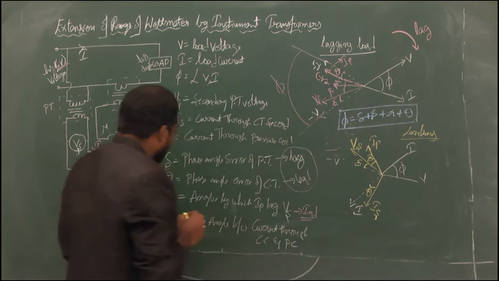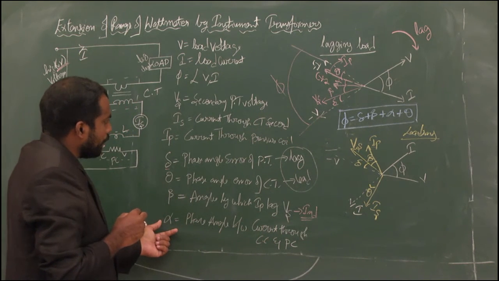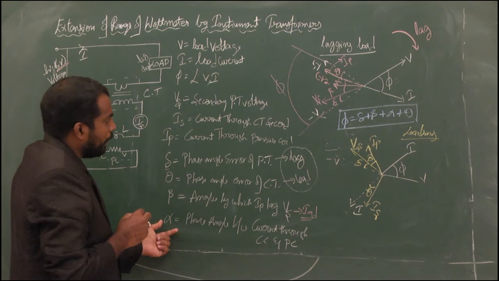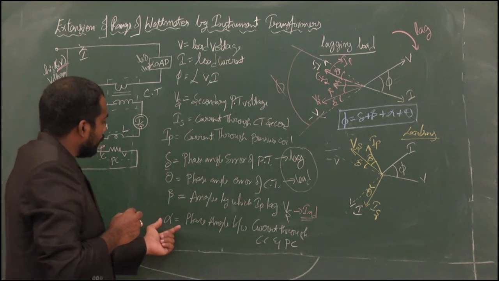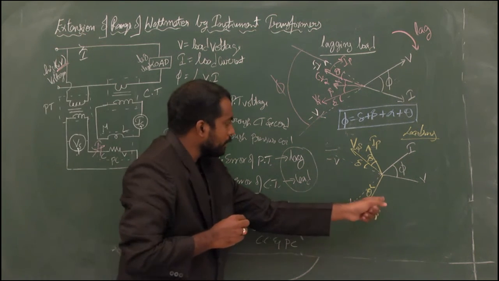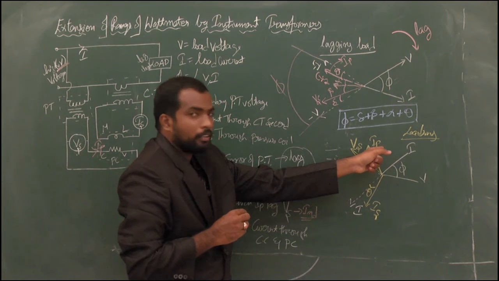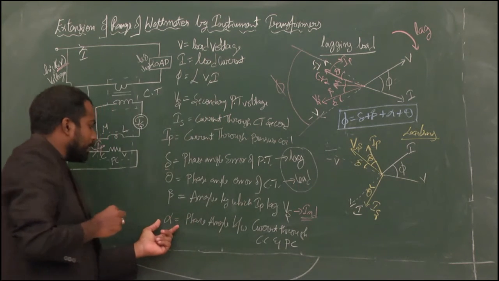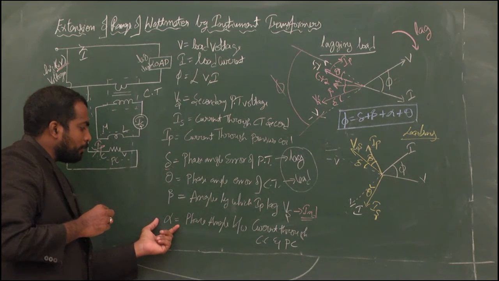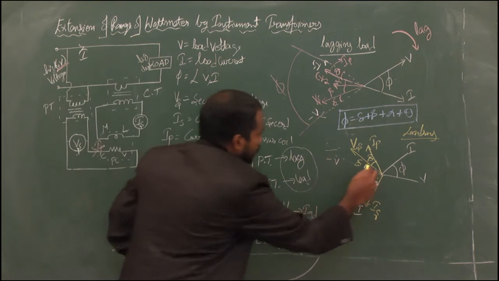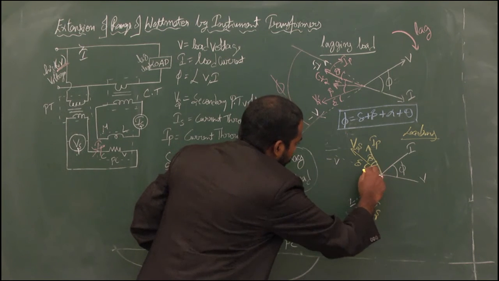And I said that the phase angle difference between your current coil and pressure coil is nothing but alpha. That means the current flowing through the current coil is Is and the current flowing through the pressure coil is Ip. As we said, the phase angle difference between the current coil and pressure coil is nothing but alpha. So this is nothing but alpha.